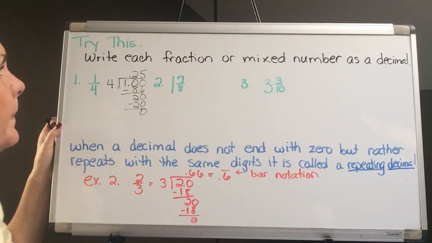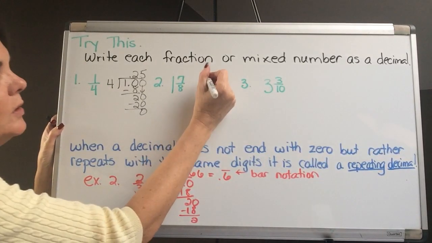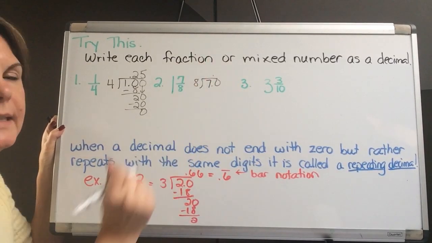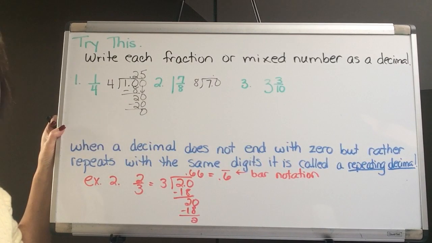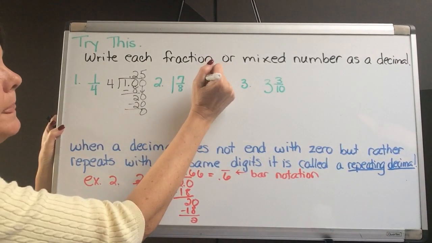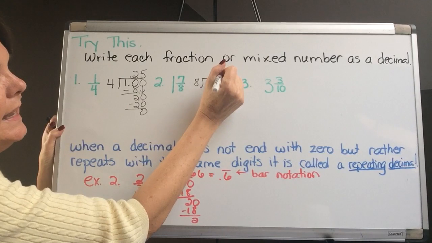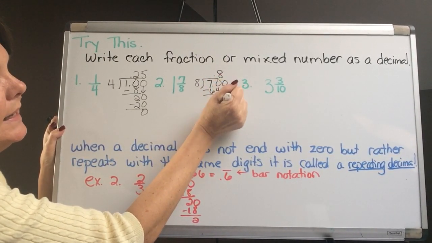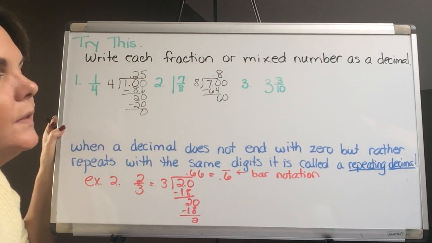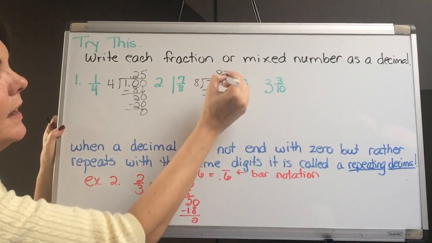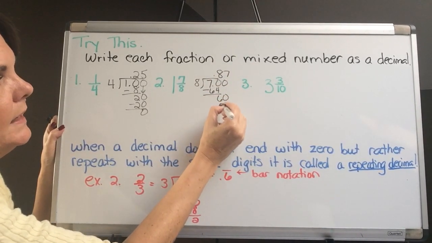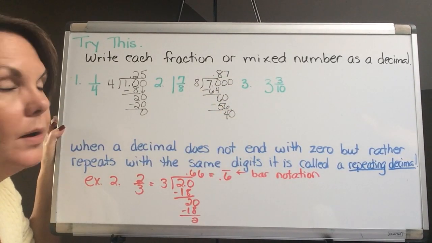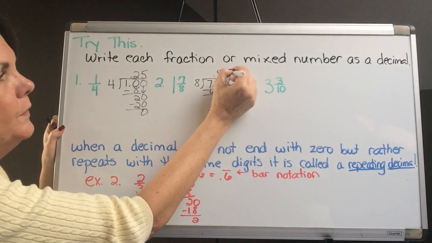The next one is a mixed number, 1 and 7/8. So I'm going to take care of the 7/8. 7 is being divided by 8. So add a decimal point and a 0. 8 divides into 70 8 times. That's 64. Subtract and get 6. Add a 0, bring it down. 8 divides into 60 7 times. That's 56. Subtract, get 4, add a 0, bring it down, and 8 into 40 is 5.